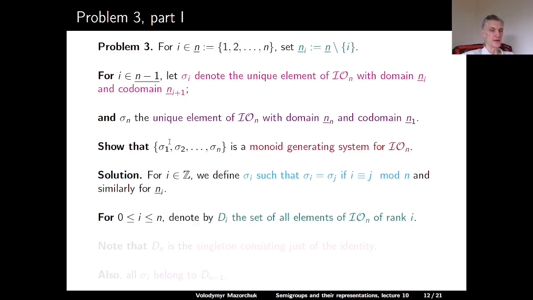For any rank i between 0 and n, let us denote by D_i the set of all elements in ION of rank i. Let us note that D_n is the singleton consisting just of the identity. There is a unique order-preserving map from n underlined to itself, and that's the identity map. And also all sigma_i, by construction, belong to D_{n-1}, because the domain of each sigma_i contains n minus 1 elements. We have n underlined, and we throw away one element from there.